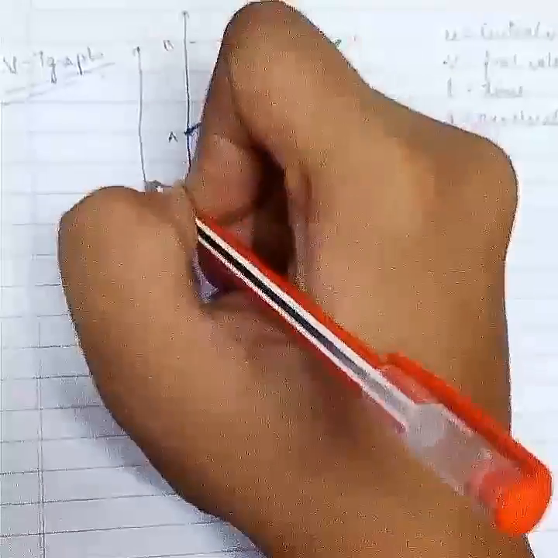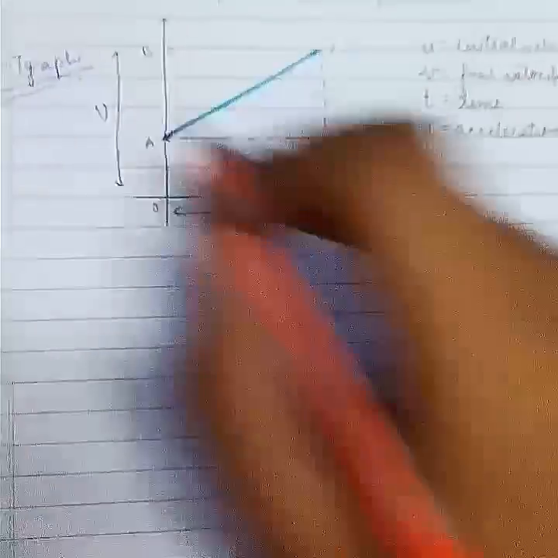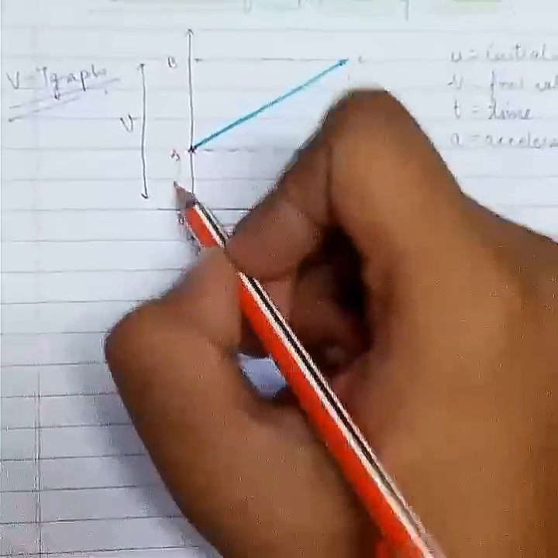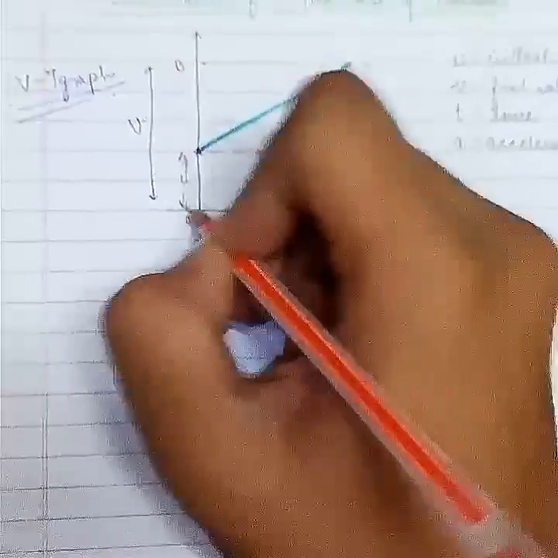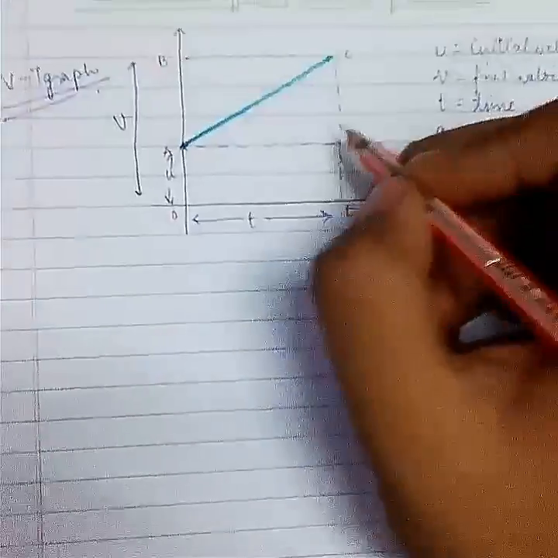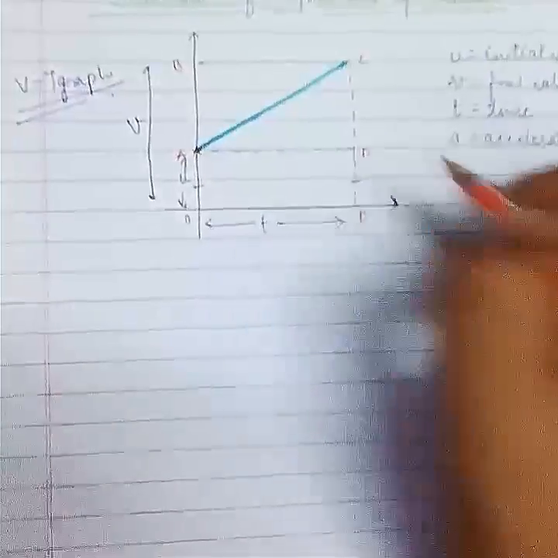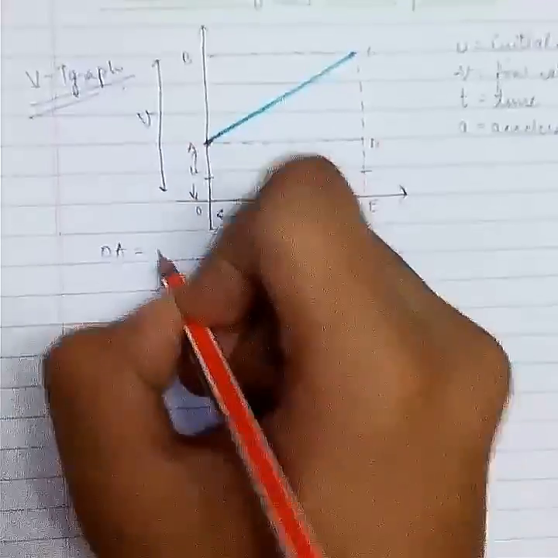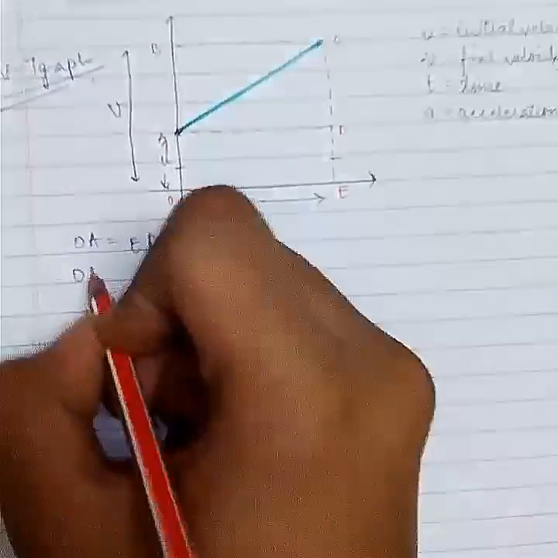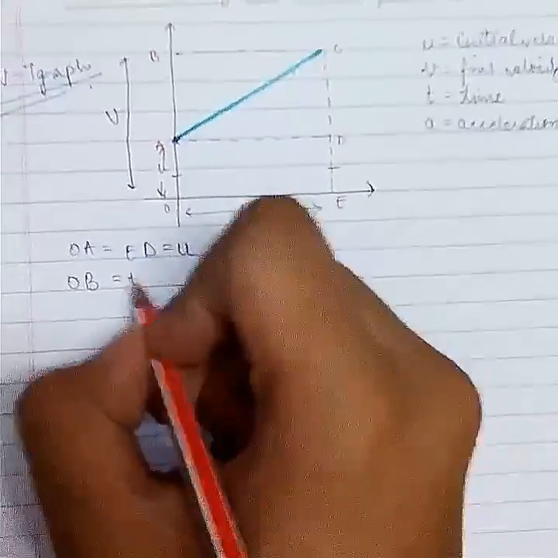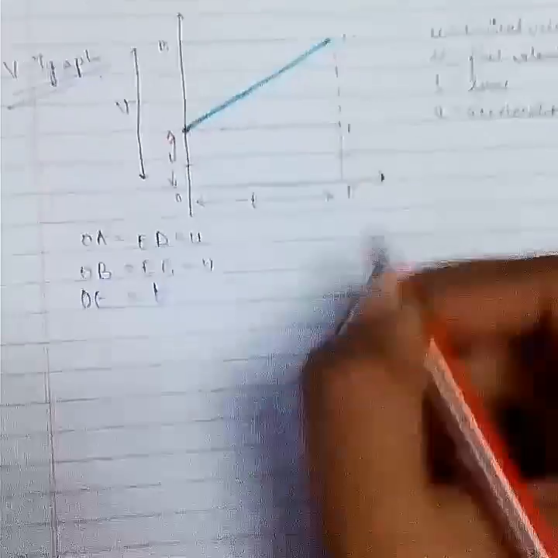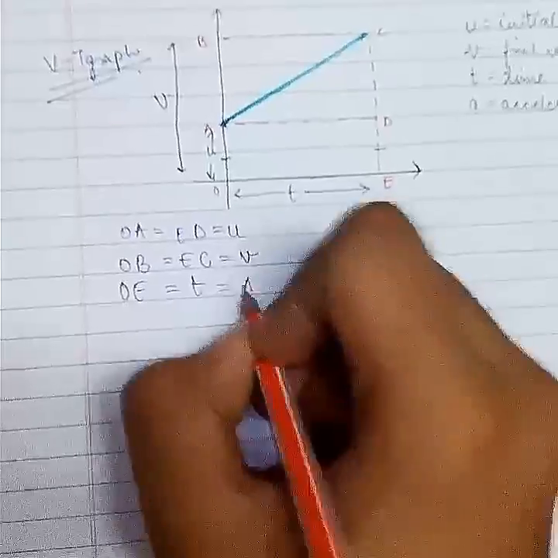This is the velocity, again due to the v-t graph, velocity time graph. If this is the final velocity, then this must be the initial velocity. The body is uniformly accelerated, so OA is equal to ED is equal to u. OB is equal to EC is equal to v. OE is equal to t is equal to AD.